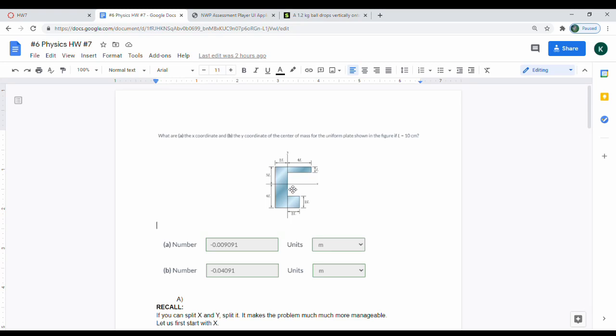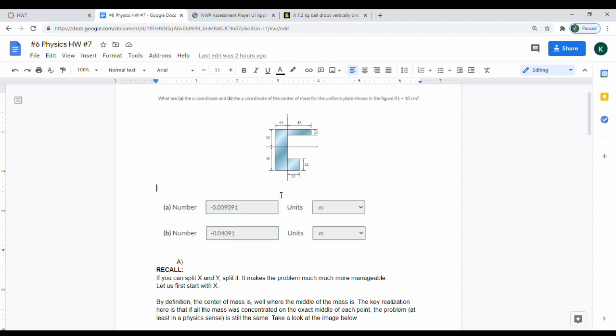This is number 6 of the homework. So for A, it's asking us for the center of mass of the x-coordinate. For these problems, always split x and y and solve them separately if you can. So first starting with x, by definition, the center of mass is, well, where the middle of the mass is.